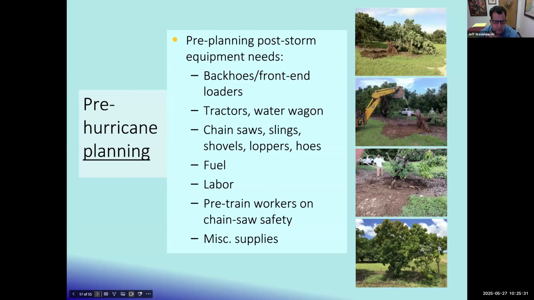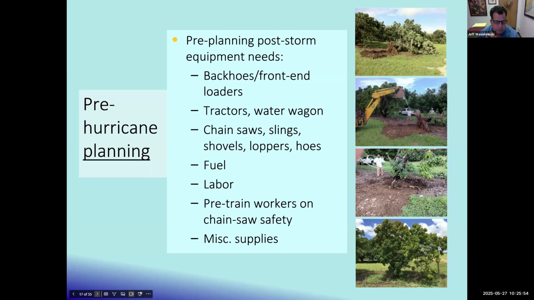Chainsaws, definitely going to need chainsaws. Slings, shovels, loppers, hose, all these things. Chainsaws, we see fuel below that, but for chainsaws, let's not forget extra chains, because that one chain is going to get dull fairly quickly.